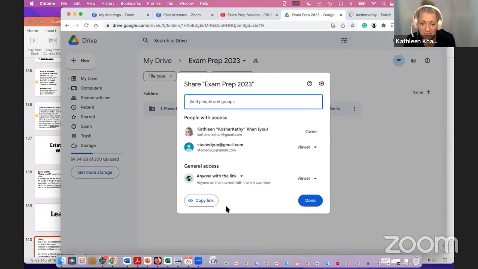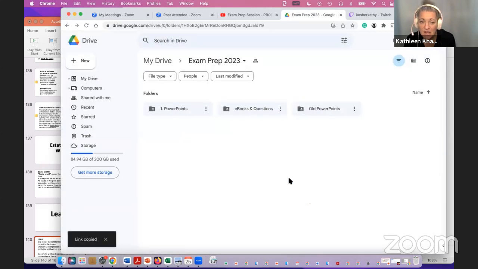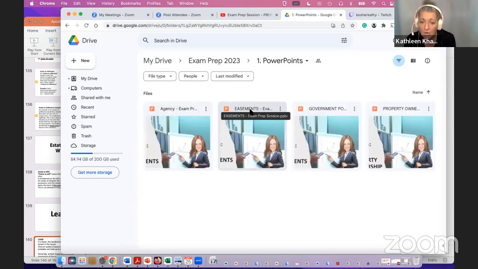Somebody's painting in my house. It's taking a minute to get stuff in. So you'll see PowerPoints. This is what we were just working off of. We're only on property ownership. We have a government PowerPoint, we have easements PowerPoint, and we have agency as well. You'll be able to go in and pull those up and review them. That will give you the opportunity to do that.